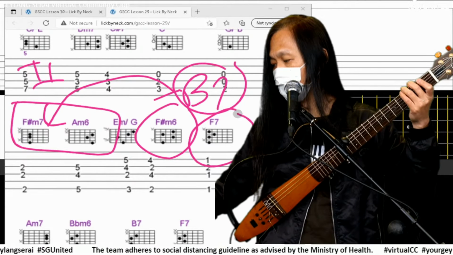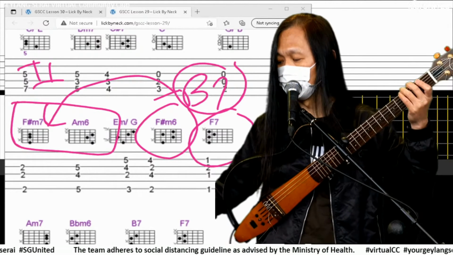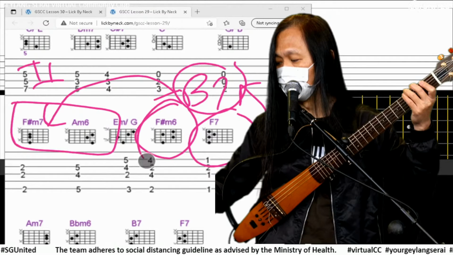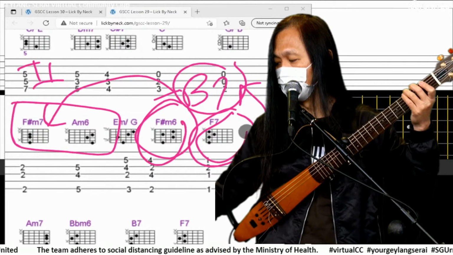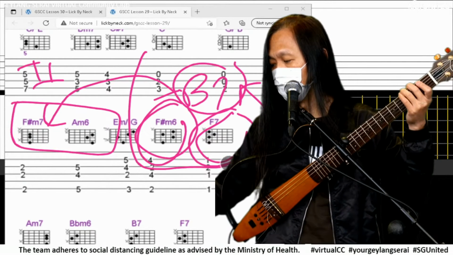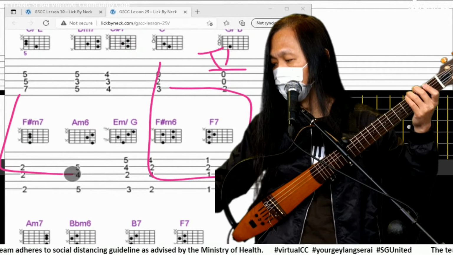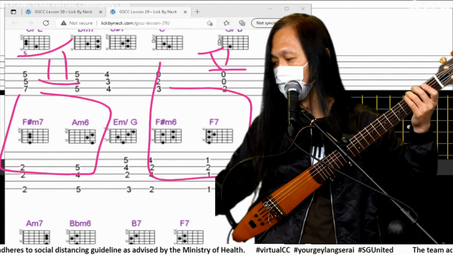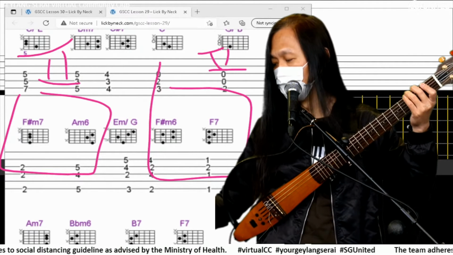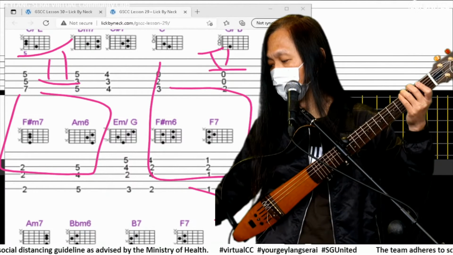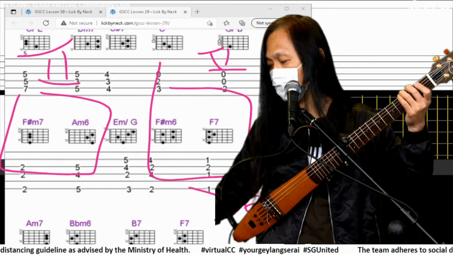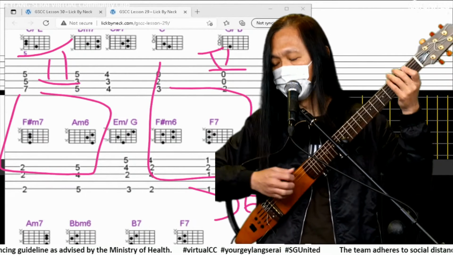And this one is the flat 5 substitution of the 5 chords. Okay, this is inversion of 5 chords, and this is flat 5 substitution of 5 chords. So the whole thing here, this is the 5 chords, and this is the 2 chords over here. Okay, approaching the 1 chord which is E minor. Okay, so the whole thing will be.